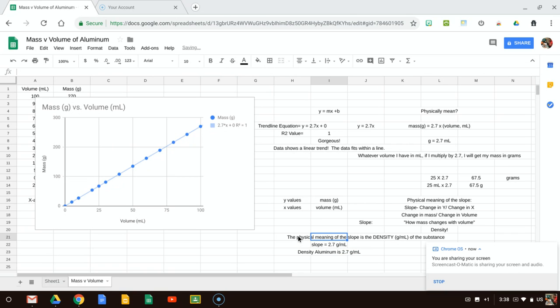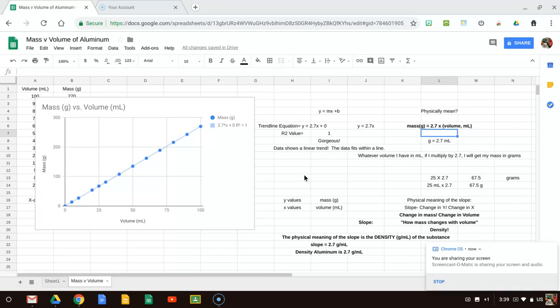So that is going to be big. I would suggest you write this down somewhere in your notebook, that is what the physical meaning of the slope is. It means that the slope is equal to the density, and that slope is equal to how mass changes with volume. And I could use this slope to change between mass and volume each time. As I showed up here, if I take my volume and multiply it times 2.7, I will get my mass in grams.